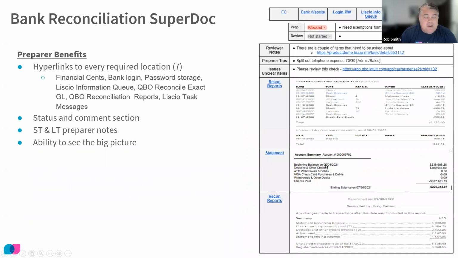Okay, here's the bank reconciliation. The same benefits apply. Hyperlinks to everywhere we need to go. Status, notes, details. Like right here, this was where I had to ask a question of a client about some uncleared items. So this link right here links me to the Lisio message where it was actually asked.